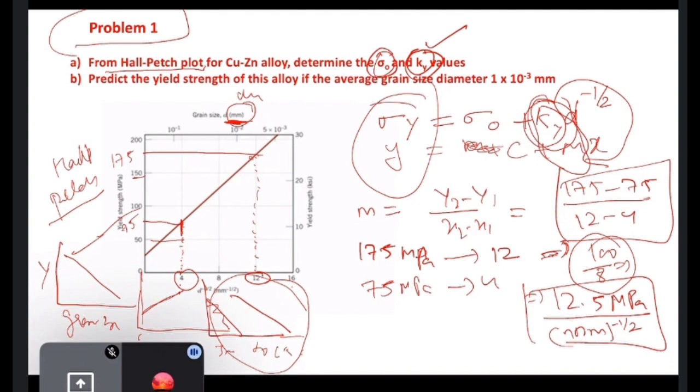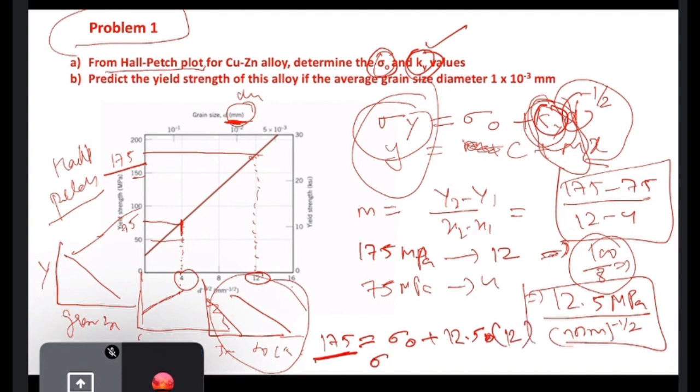Now you know sigma y. Take any of the points. For grain size 12 you have 175 megapascal, so I put 175. Sigma naught. Now you know the slope, you put 12.5. You know the grain size for 175 is 12. Then what is sigma naught? 175 minus 12.5 into 12.